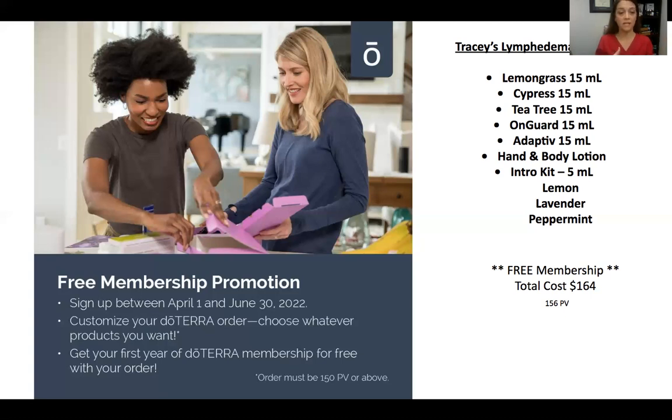Well, last week they said, as long as you have an order of over 150 PV, then you can customize your kit. So I said, perfect, because for so many years, I've been saying, get this kit so you don't have to pay for the membership fee, and then we'll get some of the oils after that, or add to your order. So what I did with my customized lymphedema starter kit over the years, these are the top ones that I've used.